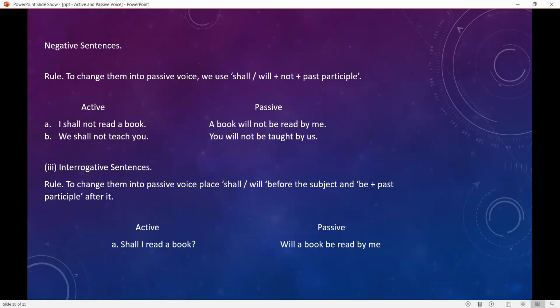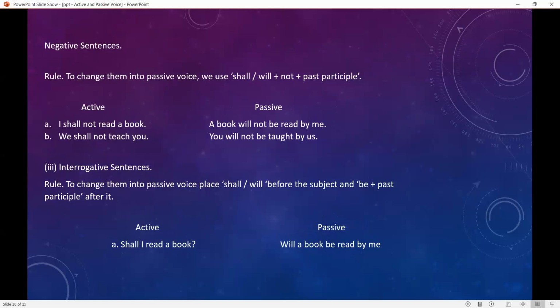Now under the tense, the negative sentences, the rule to change them into passive voice is we use shall or will plus not plus be plus past participle. Under the active sentences, examples change in this way. I shall not read a book. Under the passive, a book will not be read by me. Will you notice the change there? Shall and will, the placing of the shall and will there? Yes. We shall not teach you. Under passive, you will not be taught by us.